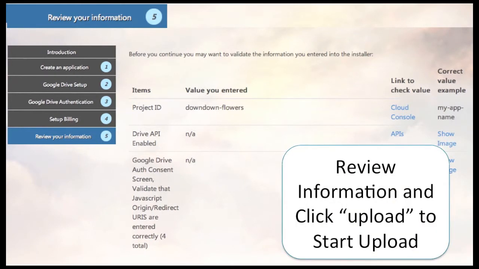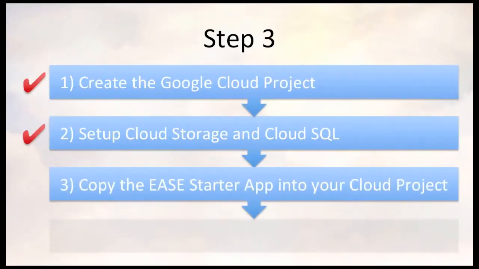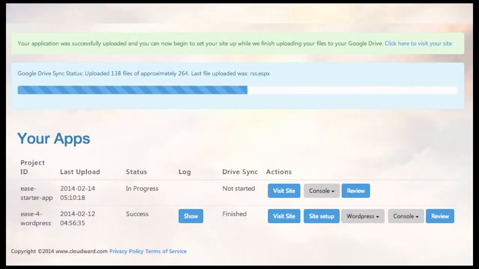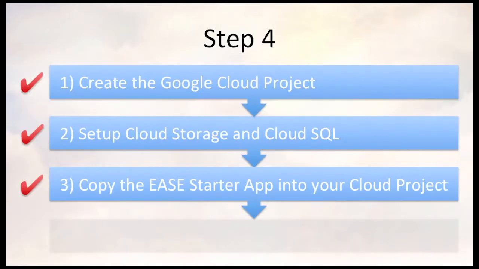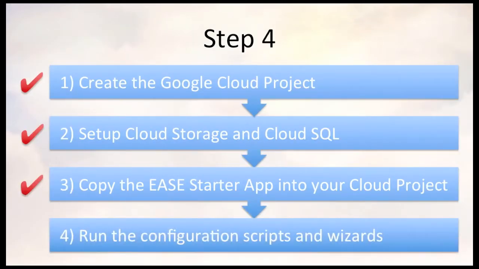Click Upload to start the final configuration of your cloud project. You are now uploading Ease into your cloud project and a development copy to Google Drive. A series of status messages will direct you to a progress bar. This shows your app is installed and the development copy of Ease is uploading. Once uploads are complete, run the install scripts for your new app to start configuring content.